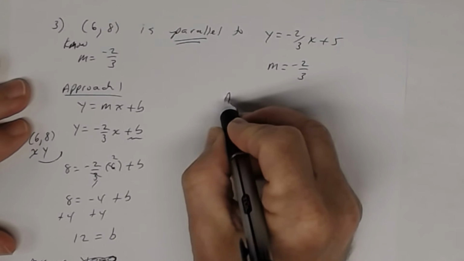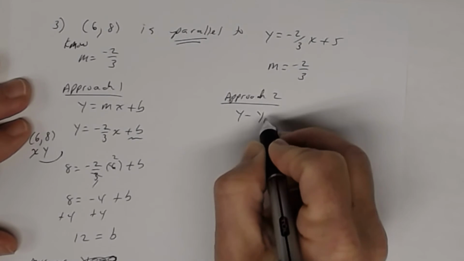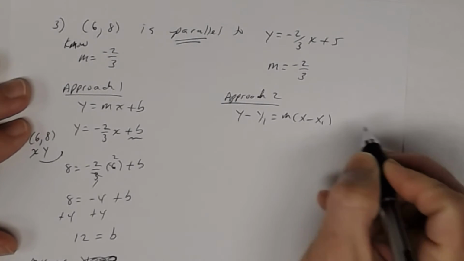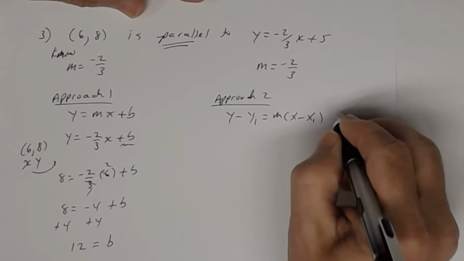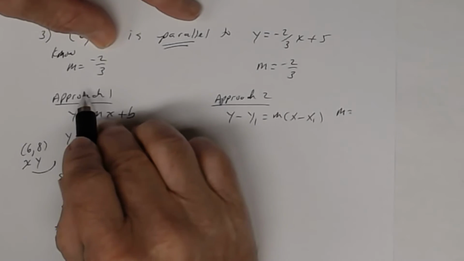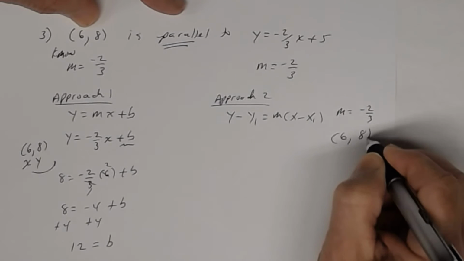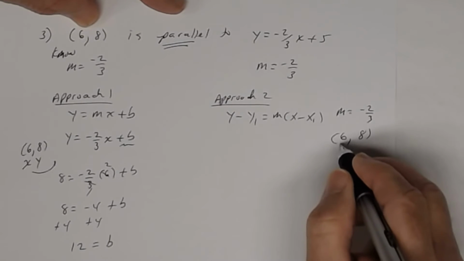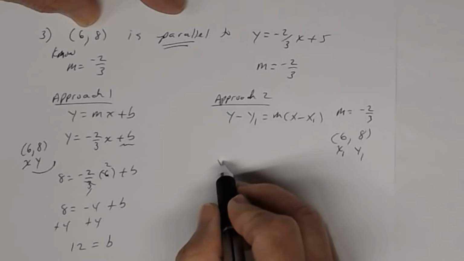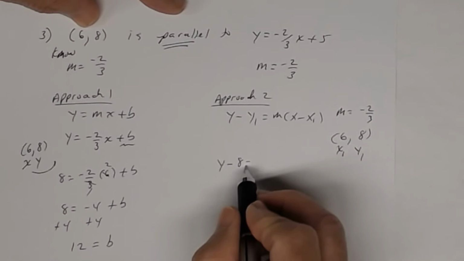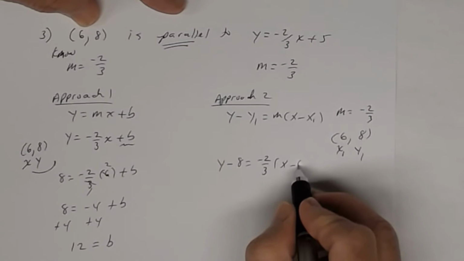If you use approach number 2, you would have gotten the same answer. Approach 2. Y subtract y1 equals the slope times x subtract x1. So to use this point-slope form, I've got to know the slope of that line, which I do know is negative 2/3. And you have to know a point of that line, which I do, is 6, 8. But when using this, remember, you're going to substitute 6 into x1, and you're going to substitute 8 into y1. So I get y subtract y1, which is 8, equals negative 2/3 times x subtract x1, which is 6.